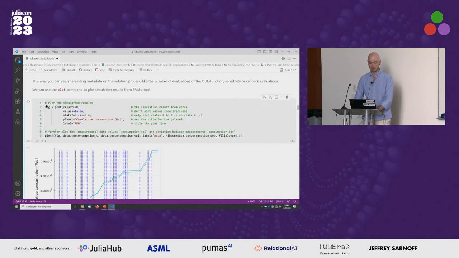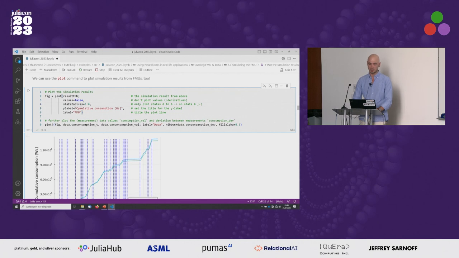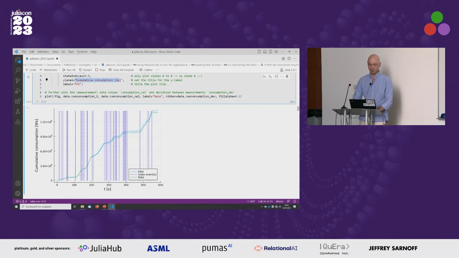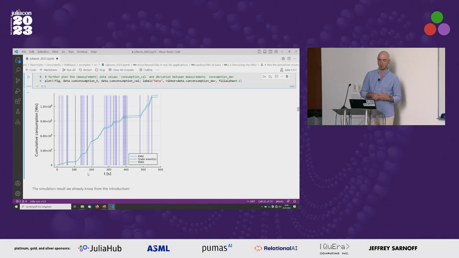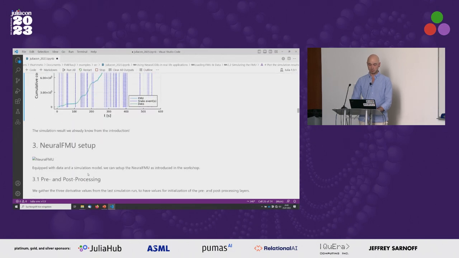We can use the default plotting library for this. We put in the simulation result and can specify some additional keywords, like we don't want the derivatives, so the values we defined to be recorded, to be plotted. So we say values is false. We can define some state indices, so a range from 6 to 6 equals 6. We want only state 6 to be plotted, and that's the cumulative consumption of our model. And this is, again, only a label. So as you can see, this is the plot that we already know from the presentation slides.